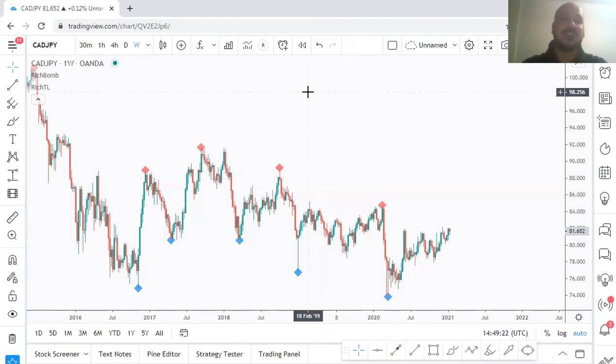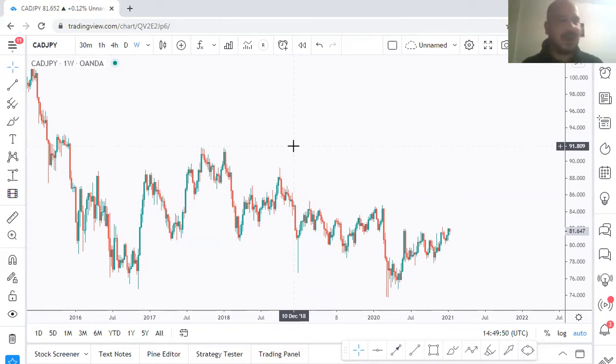Today we are going to learn how to analyze any chart from scratch. As you can see, we don't have anything on the chart, but by the way, let me delete RichCom and RichTL as we're not going to use it. We'll learn how to analyze any chart from scratch, whether it's a stock, commodity, crypto, index, or forex. But we will take an example on CAD-JPY as you can see. So let's get started.